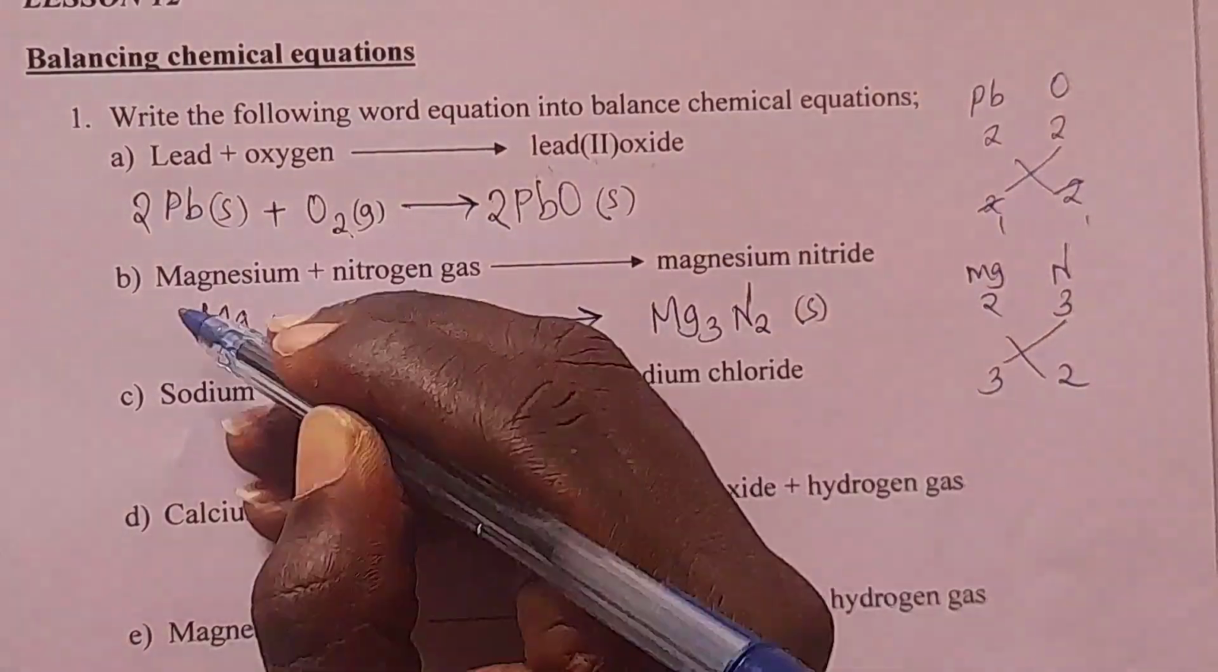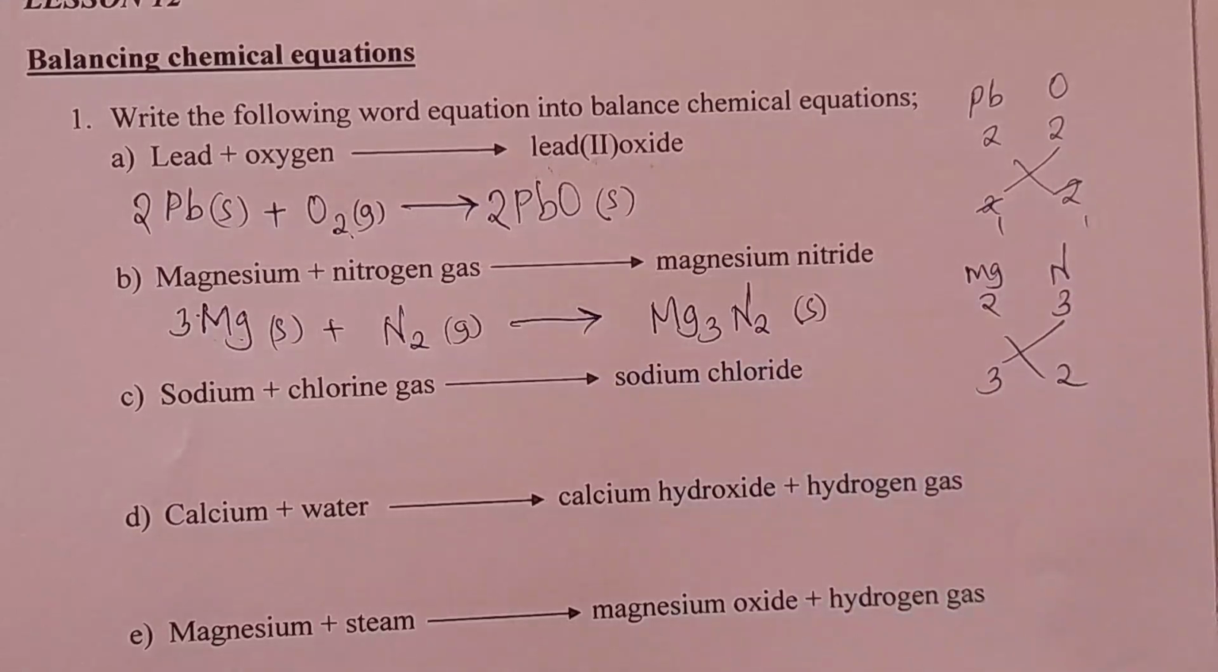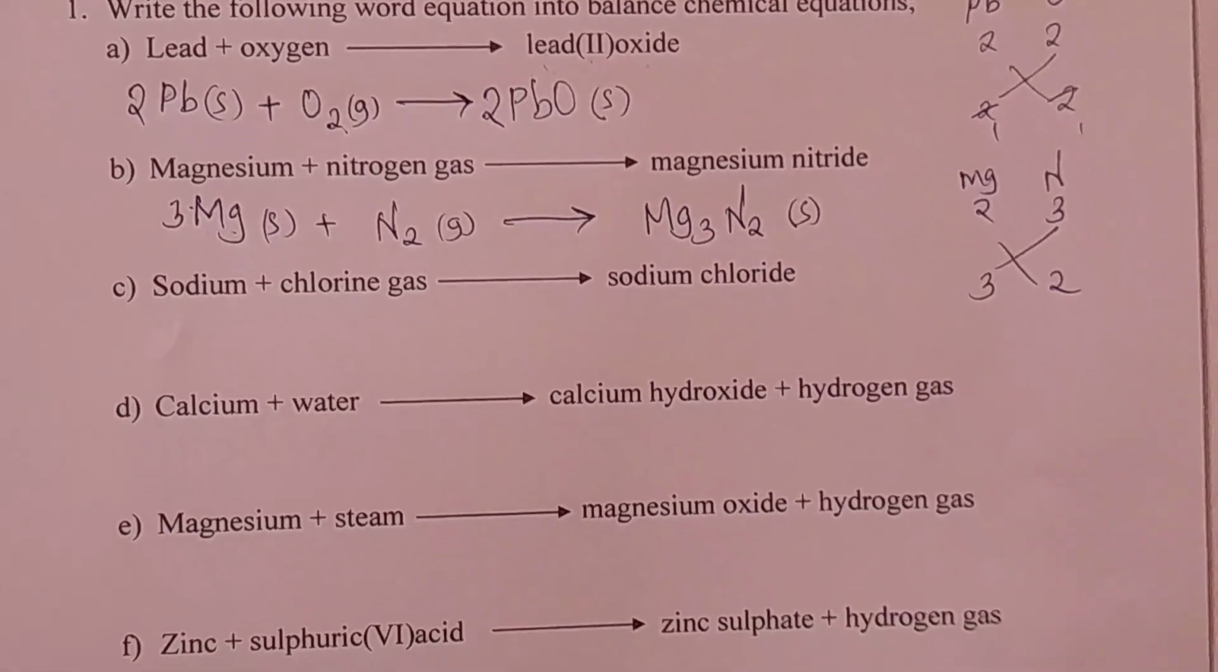We have to balance it by putting 3 there. We have 3 magnesium, 2 nitrogen, and 2 nitrogen. So when a metal reacts with nitrogen, we are going to get a metal nitride.